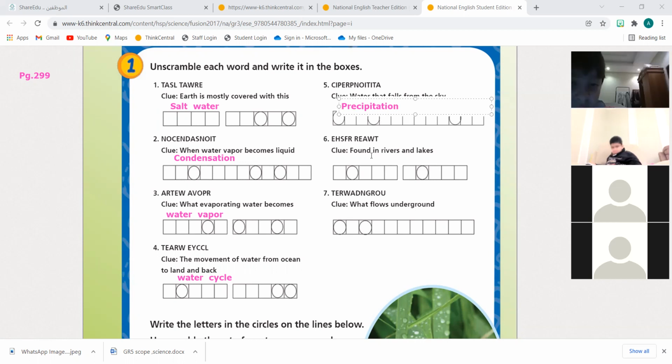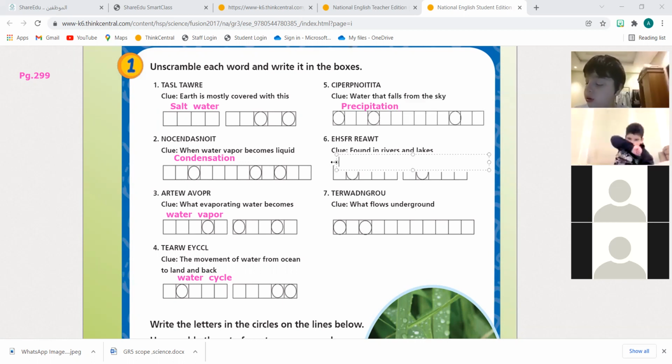Yeah, Faris Mu'taz. Okay. Faris Mu'taz. Now, this kind is found in river and lake. Which kind of water do you find in rivers and lakes? Hi, Faris. Fresh water. Excellent, ya Faris Mu'taz. It is fresh water. Well done.